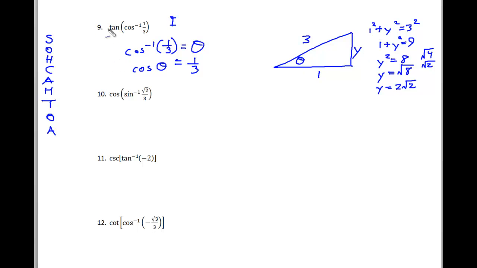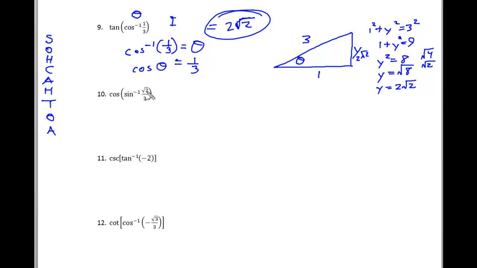So if I want the tangent of this theta angle right there, tangent is opposite over adjacent. So this would be 2 square root of 2 divided by 1. So my answer to this problem is 2 square root of 2. And that would be your answer. Let's continue this logic here on these problems.